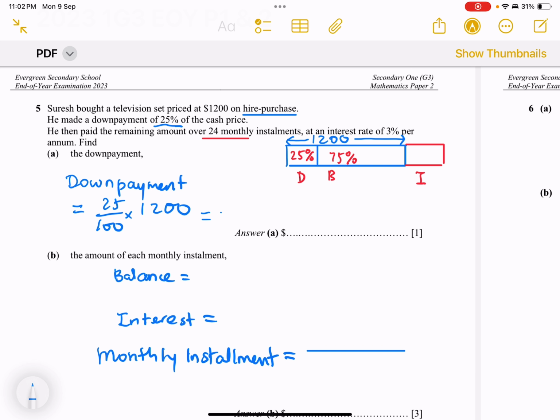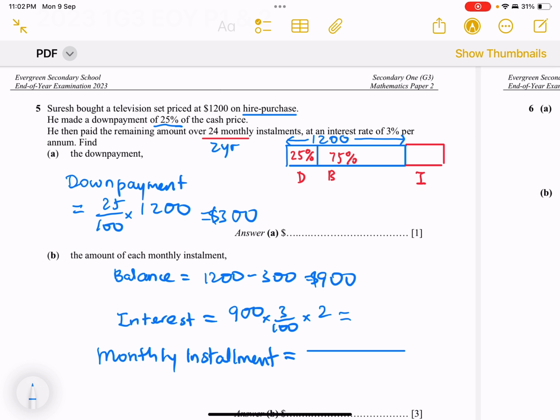$300. Okay, so now the balance will be minus the 300, that is $900. That's the balance, and the interest is based on this balance and at the rate of 3%, multiplied by the time is 2 years, right? 24 is 2 years. Okay, that gives us the interest.